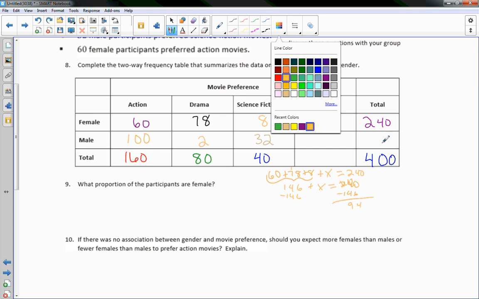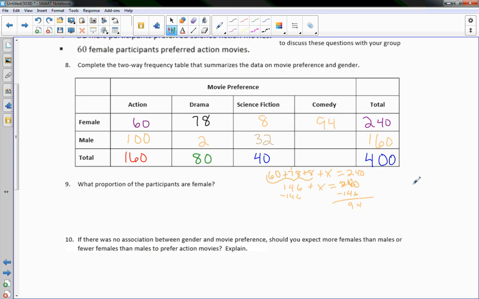So now in order to get this value here, it's 400 minus 240, which is 160. Now I have only one unknown here and one unknown here. So 100 plus 2 is 102, plus 32 is 134. So I need another 26 to get to 160. 6 plus 4 is 10, carry the 1. 9 plus 2 is 11, plus 1 is 12, 120. So 160 plus 180 plus 40 plus 120 is 400. So there is our table complete.